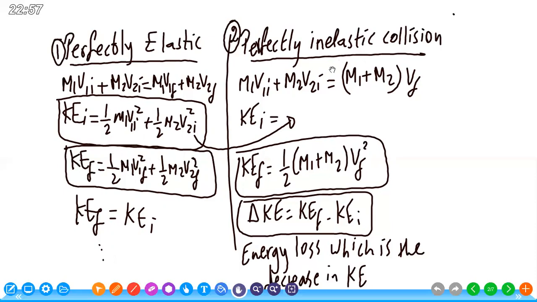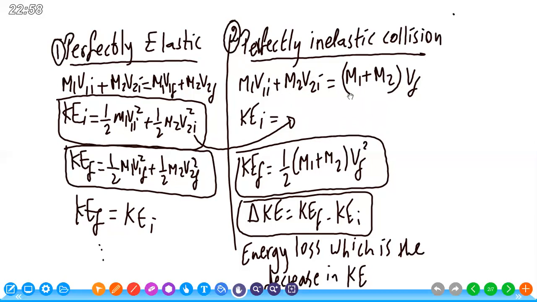For perfectly inelastic collision, we said inelastic collision means momentum is conserved, but kinetic energy is not conserved. But there is something called perfectly inelastic collision. When we say perfectly inelastic collision, this means for sure that the two masses combine and move together after the collision. So M1 plus M2 into one single V final. So when we say in any question perfectly inelastic collision, this means that the two masses are moving together after the collision.